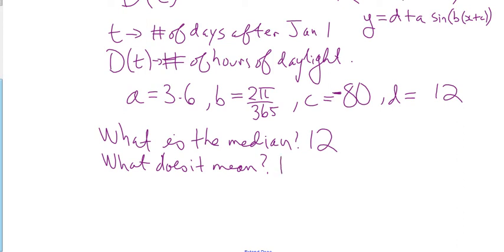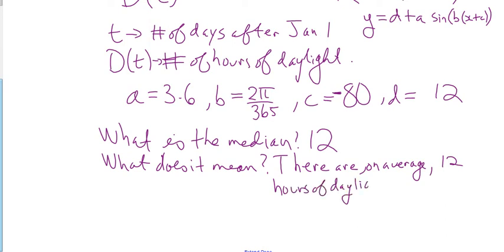So what does it mean? It's that there are, on average, 12 hours of daylight in Montreal, right? So the average number of hours of daylight is 12. What's the minimum number of hours of daylight?